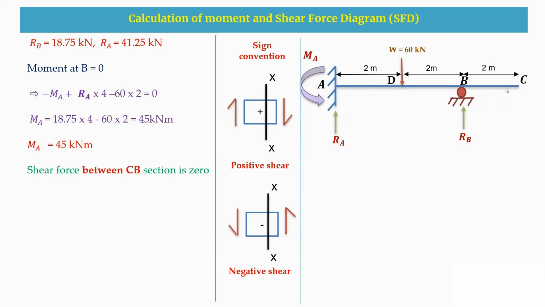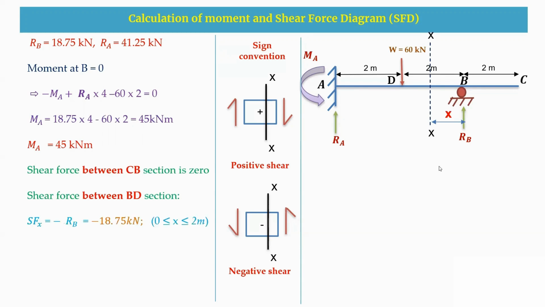Therefore, here the shear force is 0. Then we are going to take a shear force in between BD. So the section we are going to take here is an XX section, which is at a distance of X from B. Now I'm going to consider the shear force equation from B to D.